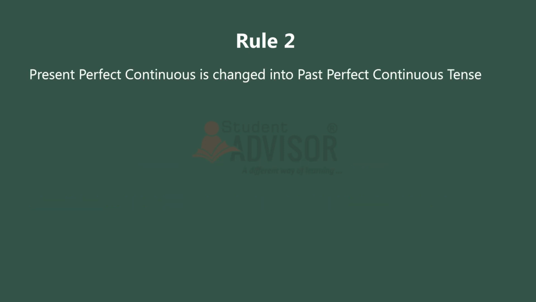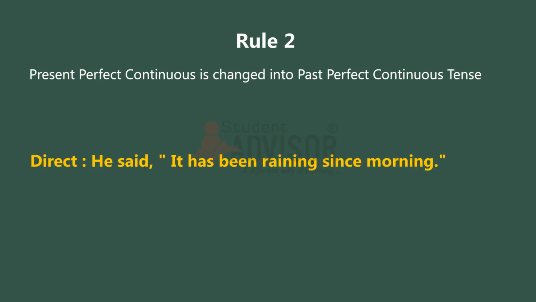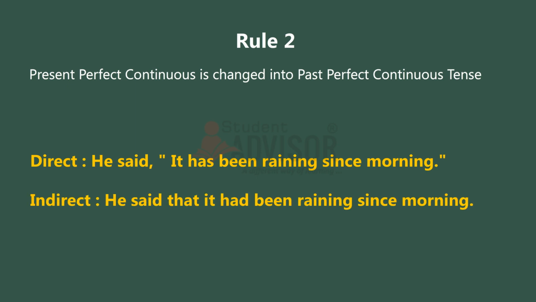Present perfect continuous is changed into past perfect continuous tense, like, direct. He said, it has been raining since morning. Indirect. He said that it had been raining since morning.